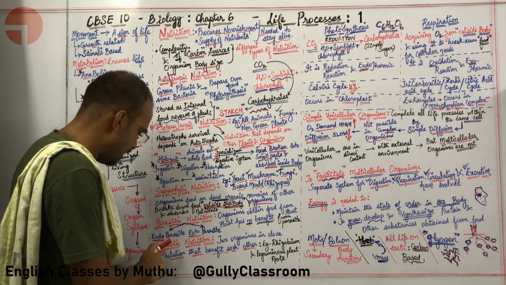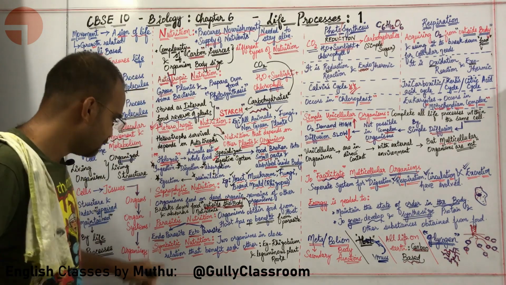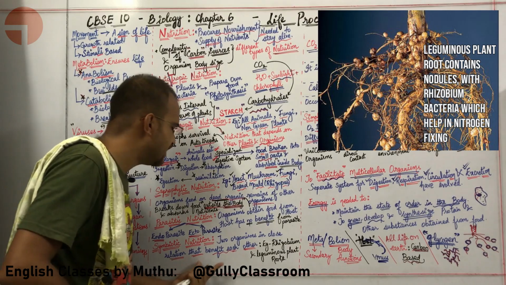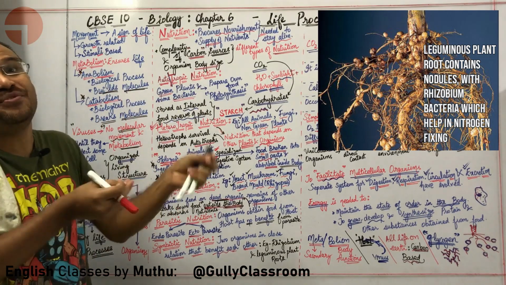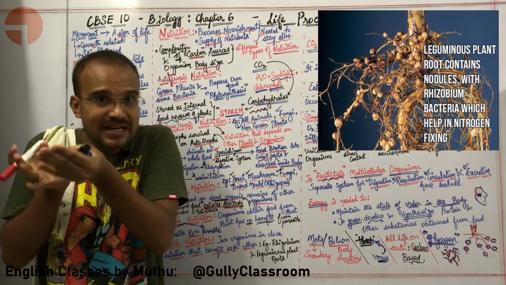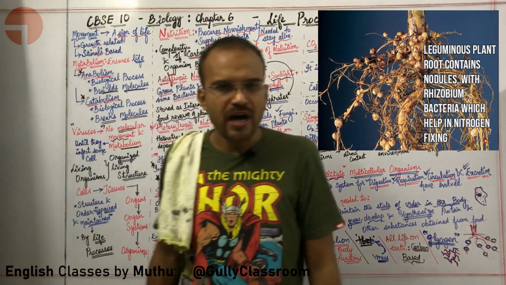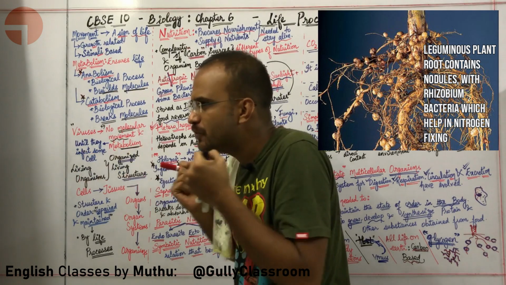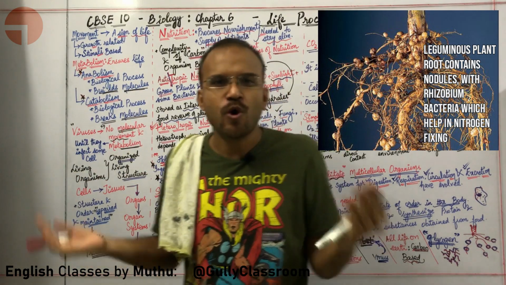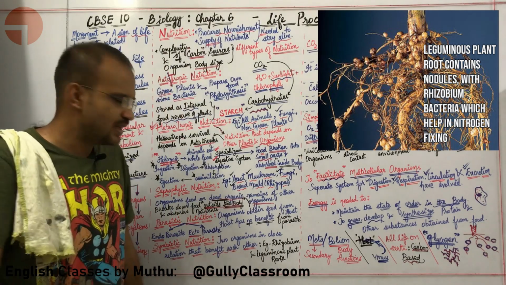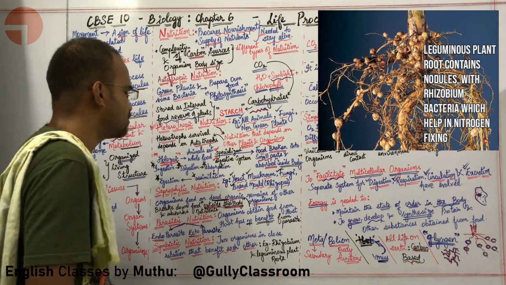Okay, sir. What about symbiotic nutrition? Symbiotic nutrition means two organisms are in close relation with each other and benefit each other. Organism A gets some help from organism B. Organism B gets some help from organism A. Both are dependent on one another for their mutual survival. Sir, give us an example for symbiotic nutrition.